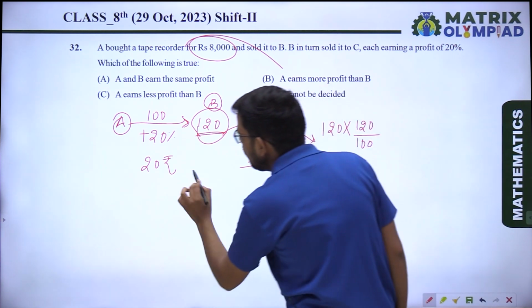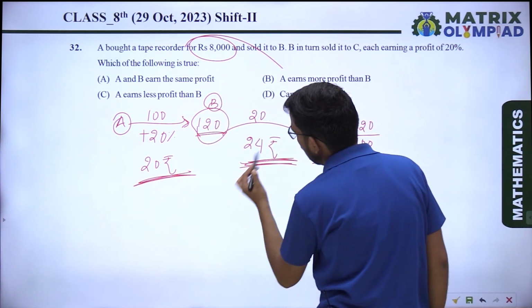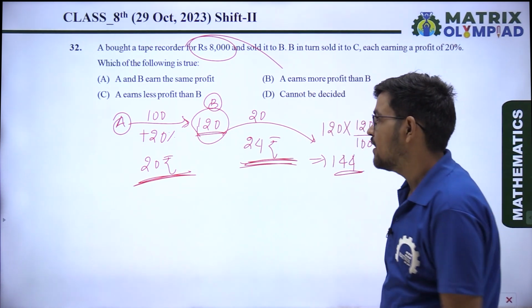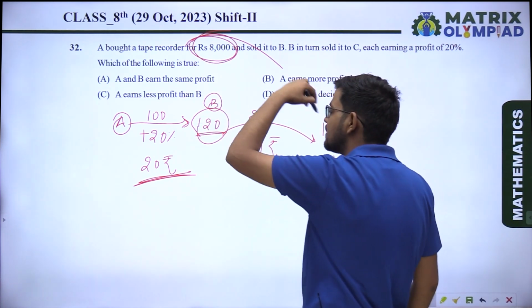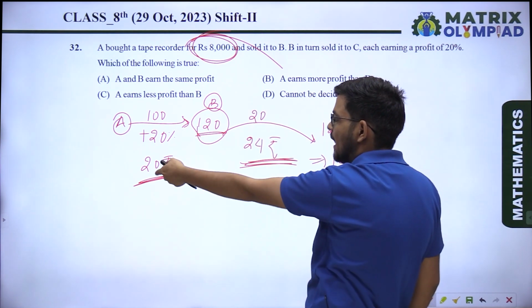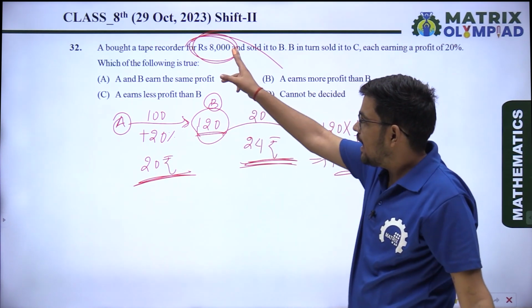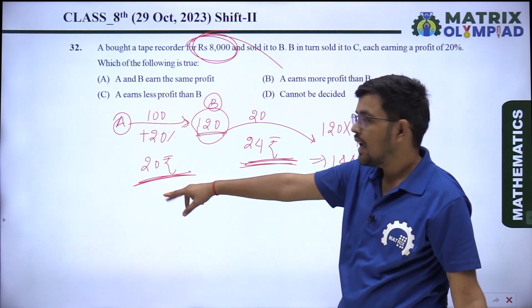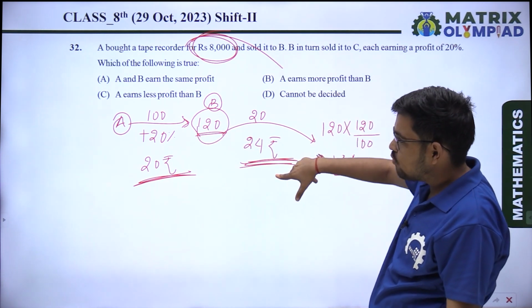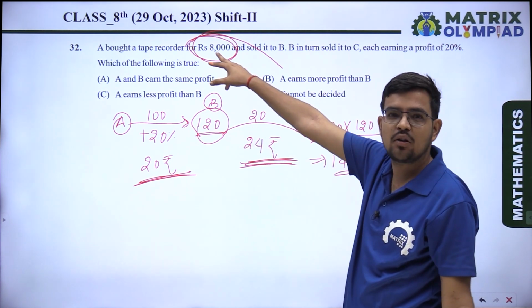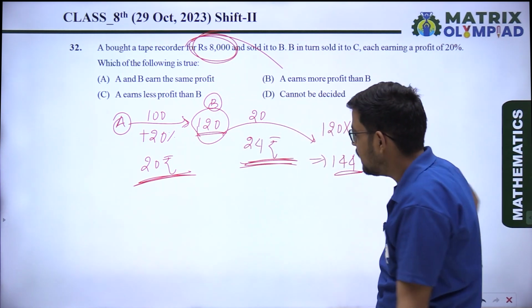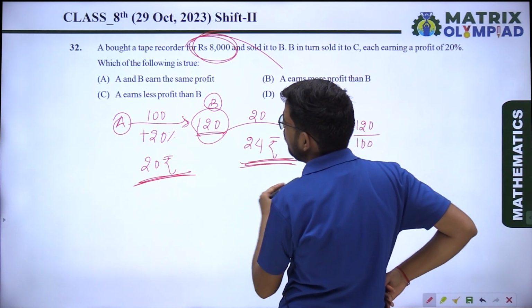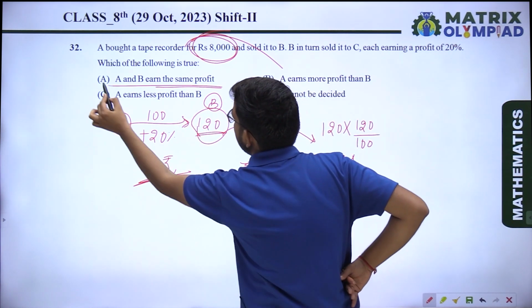Okay, so it means who is earning more? B is earning more than A. So here the same cases will apply. A will earn 20% and B will earn 24% on 8,000. It means, whose earning is less or more? A and B earn the same profit.